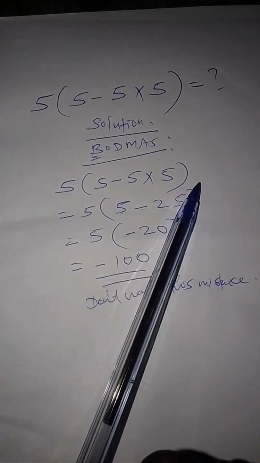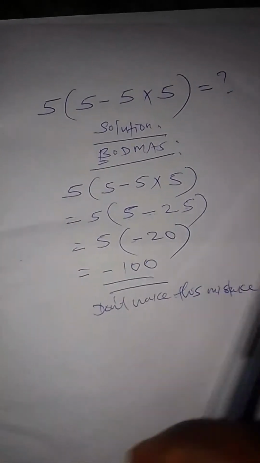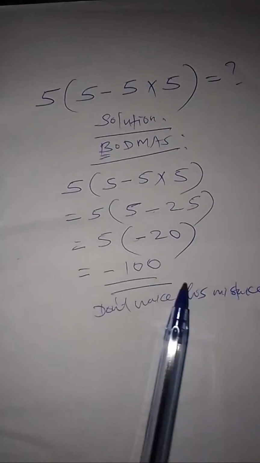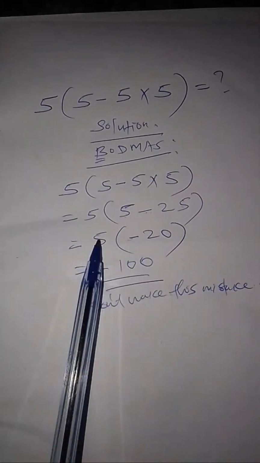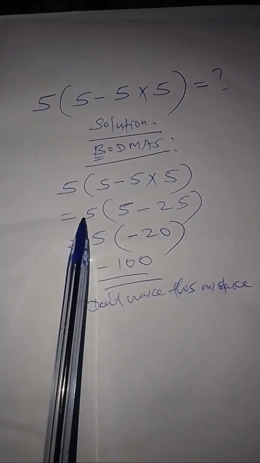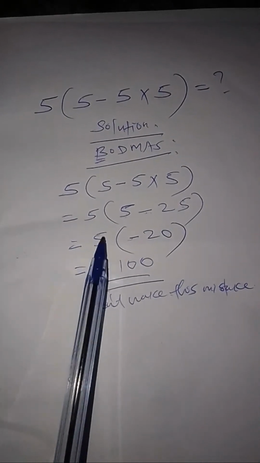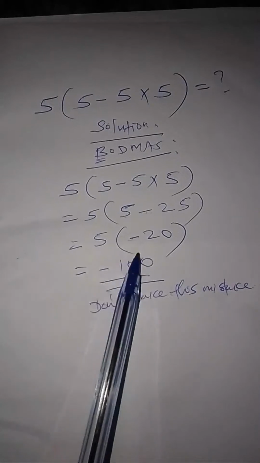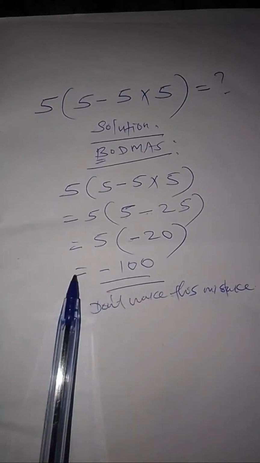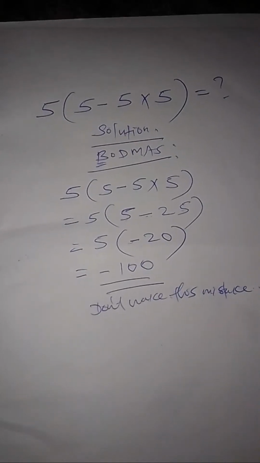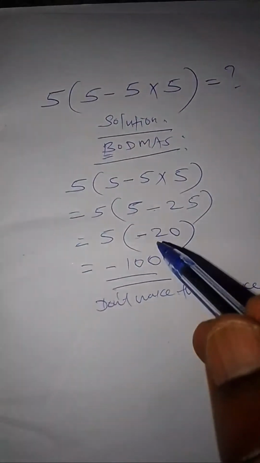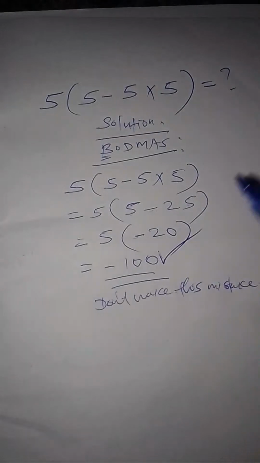Then you start with the multiplication. 5 multiplied by 5 is minus 25, multiplied by 5, so we get 5 multiplied by minus 20, and the answer is minus 100. So this one now becomes the answer.